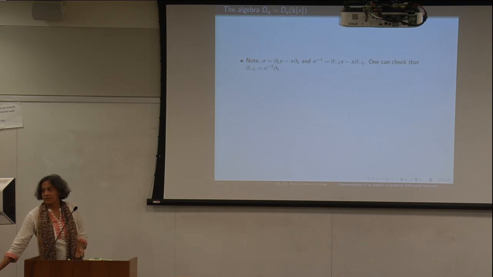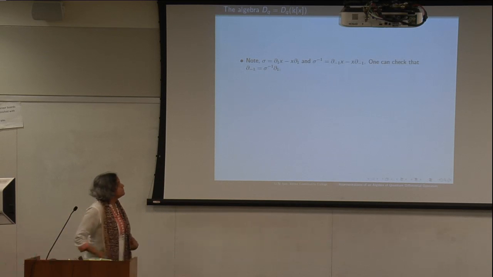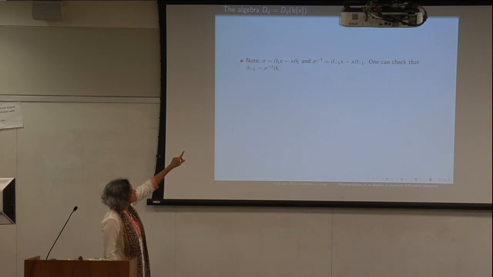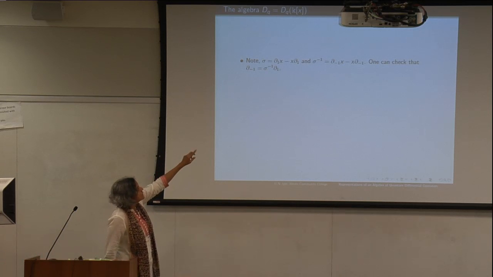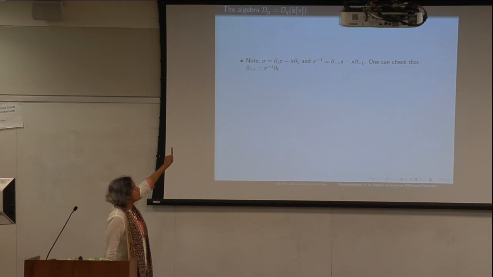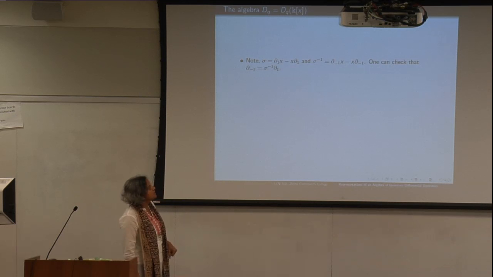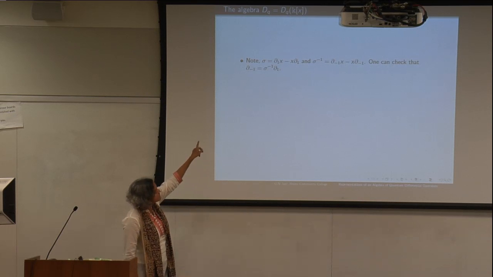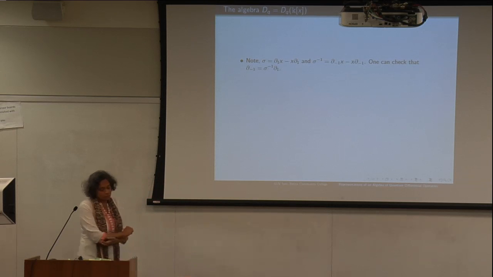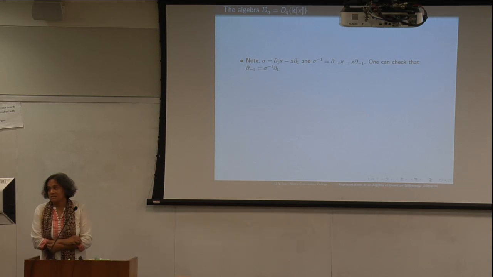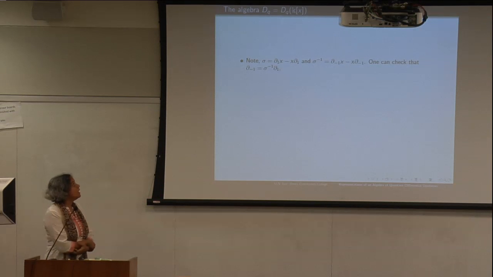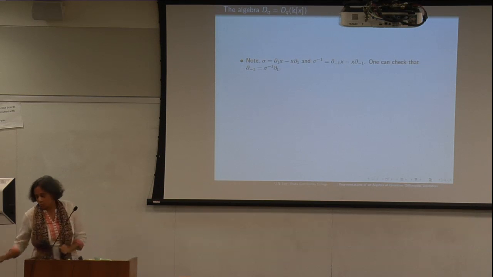Okay. Now, the quantum derivation del 1 x minus x del 1 is the automorphism sigma. Likewise, del minus 1 x minus x del minus 1 is the inverse of sigma. Moreover, one can check del minus 1 is the composition of del 1 and sigma inverse. In other words, among the set of generators, I no longer need del minus 1.